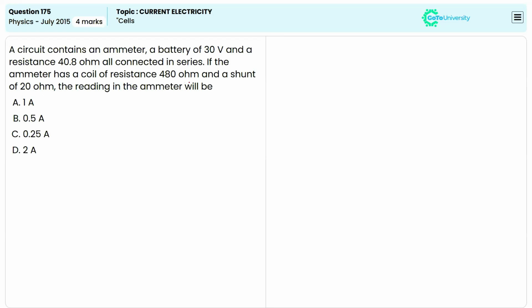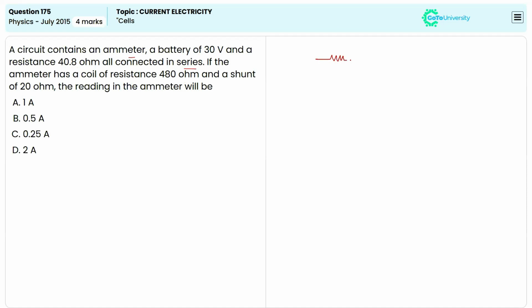Okay, so here we have to calculate the value of current. It's given in the question. The circuit contains an ammeter and a battery with a resistance of 48 ohm, and all are connected in series. So first we can draw the diagram.